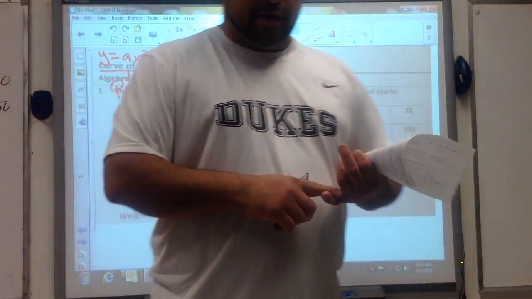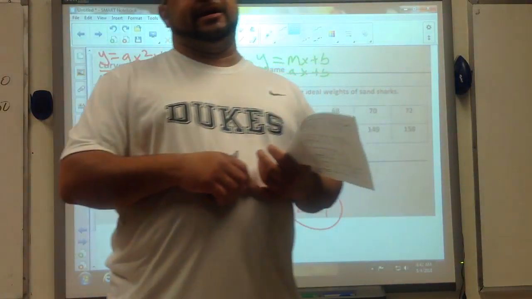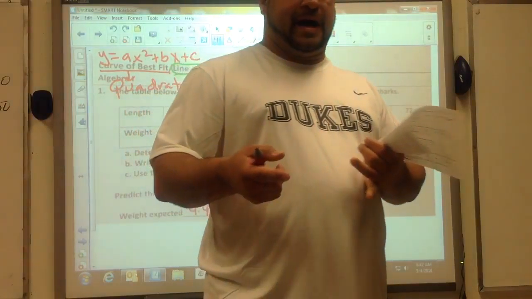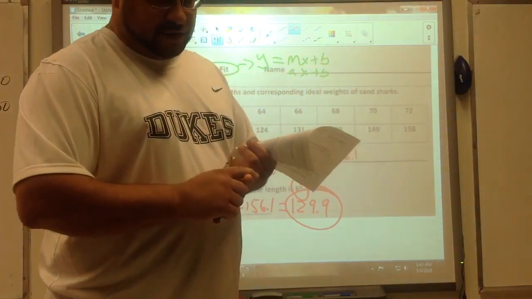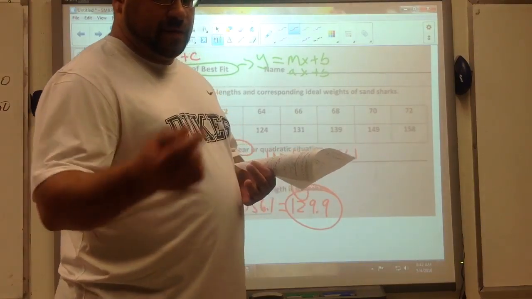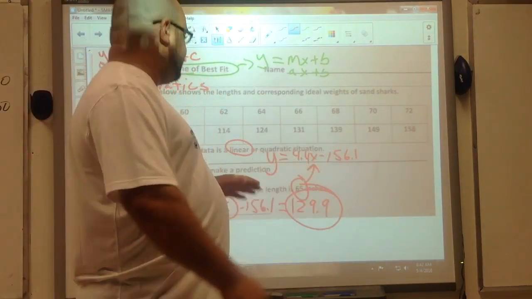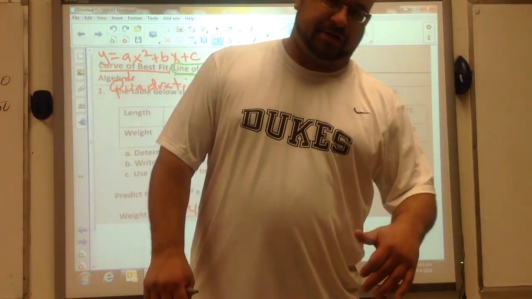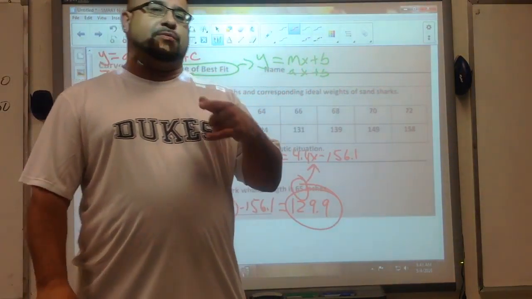So not only did we enter the data into the calculator, we had to look at our data by turning on the stat plot. Once we looked at it, we determined that it was linear. From that, we were able to calculate the equation, and then we were able to use that equation to make a prediction. Hopefully this will help you out with the rest of the problem.